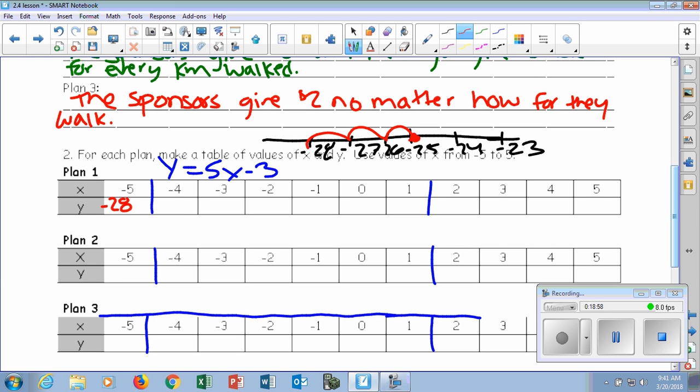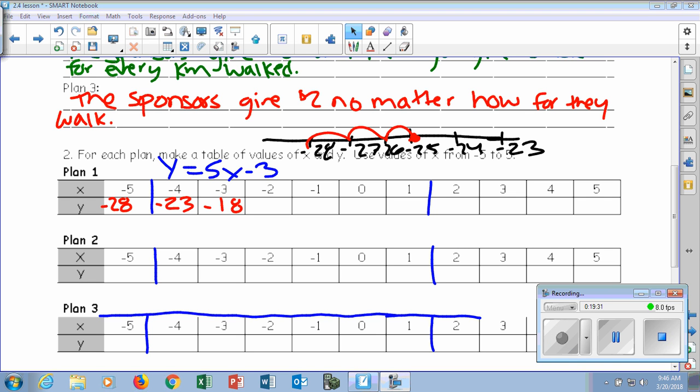-20, because 5 times 4 is 20, and a negative times a positive is a negative. So that's -20, and then -3, -23. Awesome, guys. Same thing with -3. 5 times -3, Becky? Yeah, 5 times -3 is what? -15, and I'm going to subtract 3. -18 then. So, work on the rest of this, just this table for plan 1 with your face partners, and we'll come back together and fill in the rest.